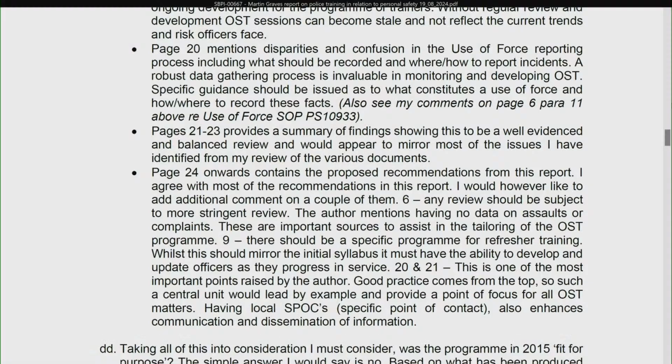Thank you. And then the final bullet point in this chapter, page 24 onwards, contains the proposed recommendations from this report. I agree with most of the recommendations in this report. That's Inspector Young's report. Yes. I would, however, like to add additional comment on a couple of them. 6. Any review should be subject to more stringent review. The author mentions having no data on assaults or complaints. These are important sources to assist in the tailoring of the OST programme.